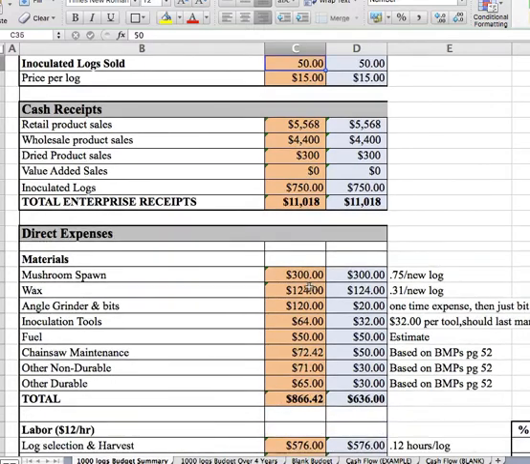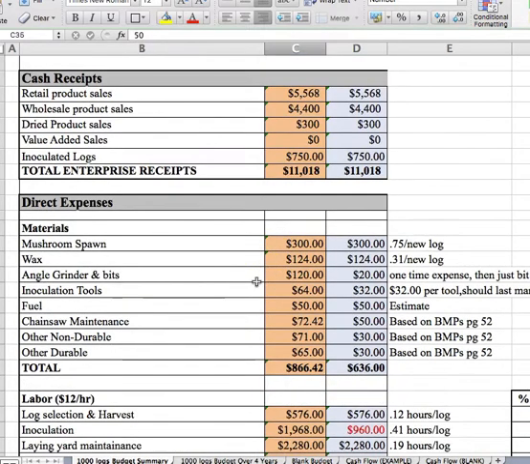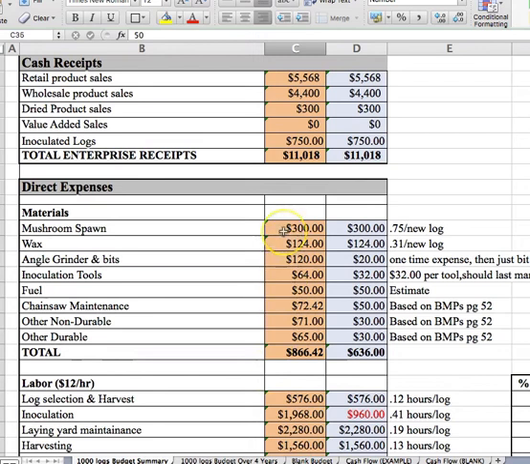And then we have down here some expenses. Now these again are based off the data we collected. The mushroom spawn is based off of 75 cents per new log, so that's a formula there. Anytime there's a formula associated with this, you can see that little green tab at the top corner. So that's making a calculation. You're not going to have to input anything. So those first two are based off the number of new logs you're inoculating every year, 400.